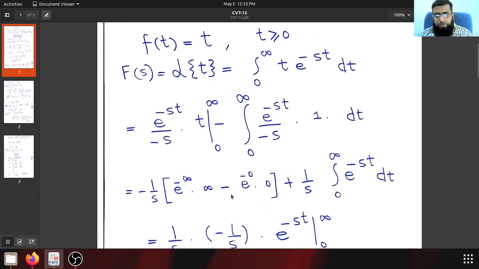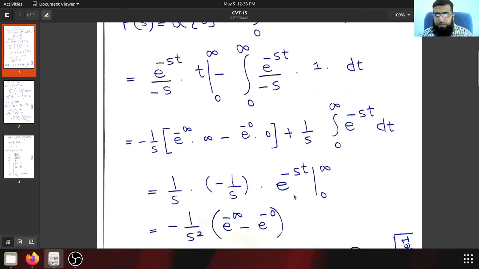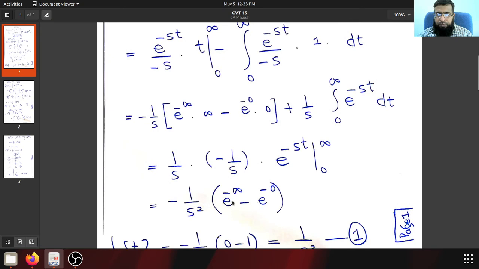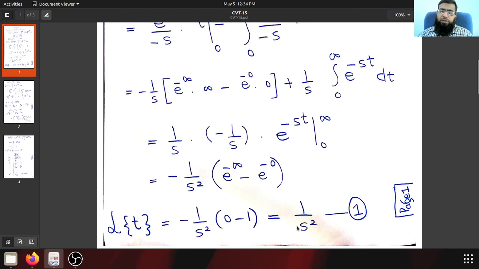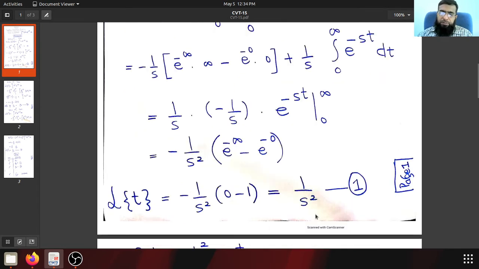So the first term becomes 0, and this minus when multiplied by this minus becomes plus, integral of e to the minus st. E to the minus st integrated gives us minus 1 over s times e to the minus st, from 0 to infinity. This gives minus 1 times minus, which is 1 over s squared. So the Laplace transform of t is 1 over s squared.